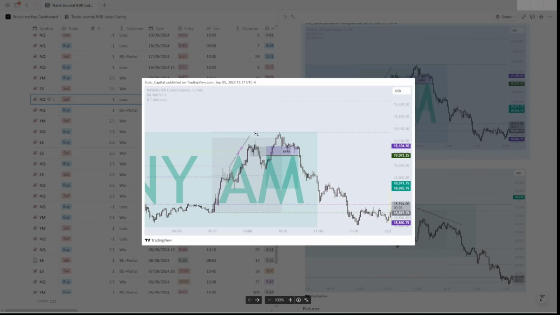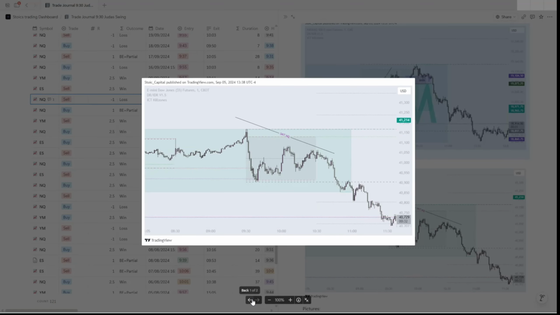So as we were going higher on Nasdaq, we waited for the market structure shift, which happened right here. Just didn't mark it out. And we highlighted the breaker block. There's an FVG right here. So we would have taken our entry here. We took our entry here and put a stop loss one candle before the FVG here. And we got stopped out here for negative 1R.